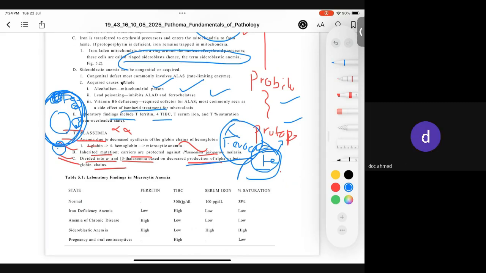Increased. And the percent transferrin saturation, because you already have those ferritin stores which can dump iron into the blood. So the transferrin saturation and everything is going to increase. So that's really important to know.